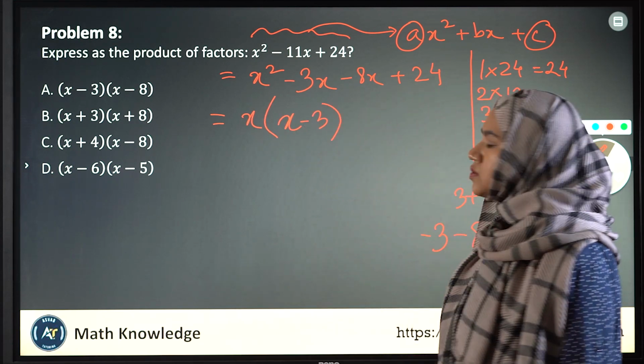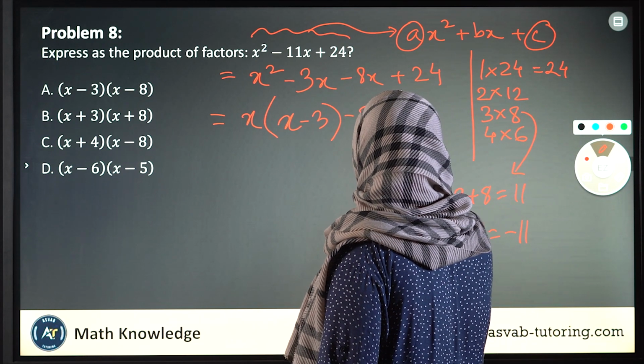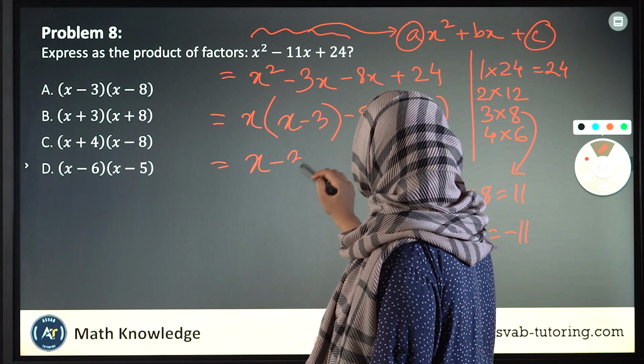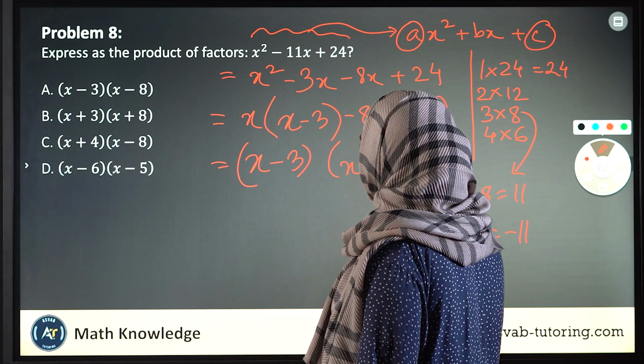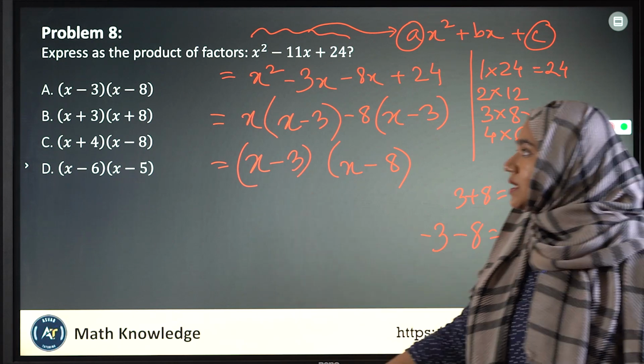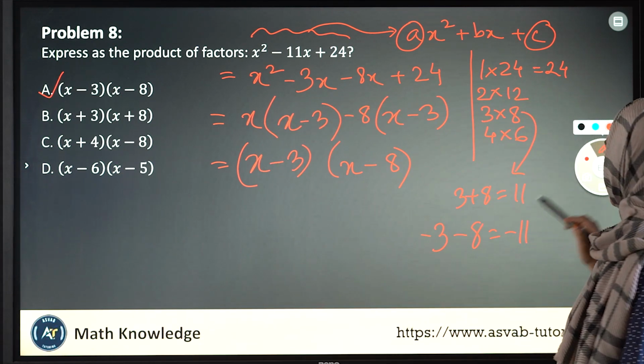And then for the next two terms, what can we take common? We can take minus 8 common. So if I take 8 common, it's going to be x minus 3 all over again. So that leaves us with x minus 3 and x minus 8. And as you can see, the correct answer to this is option number 8. All right? So we're done with problem number 8.